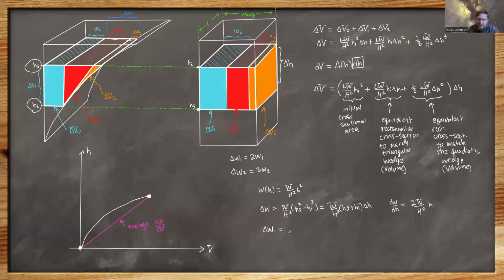So to find delta W1, you do a linearization. You take a finite step forward delta H with that instantaneous slope. And when you plug that in, you get delta W1 equals 2W H over H squared times delta H. I suppose I should be writing H initial there.